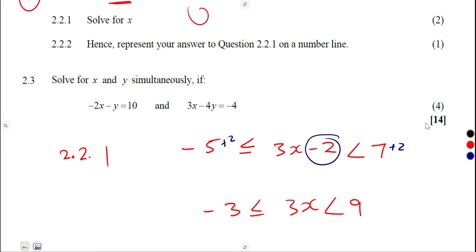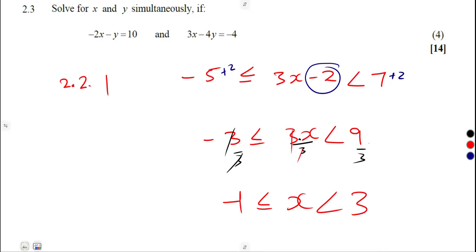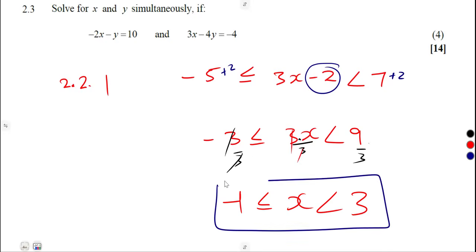How is this affecting x? As a product, so how can we get rid of that product? Divide by 3, each and every term. So that's it, 3 into negative 3, that's what? -1. Then 3 and 3 are going to cancel. We've got x. 9 divided by 3, which is what? Which is 3. So that is it. X is greater than or equal to -1, but less than what? Less than 3. So that is what we have.